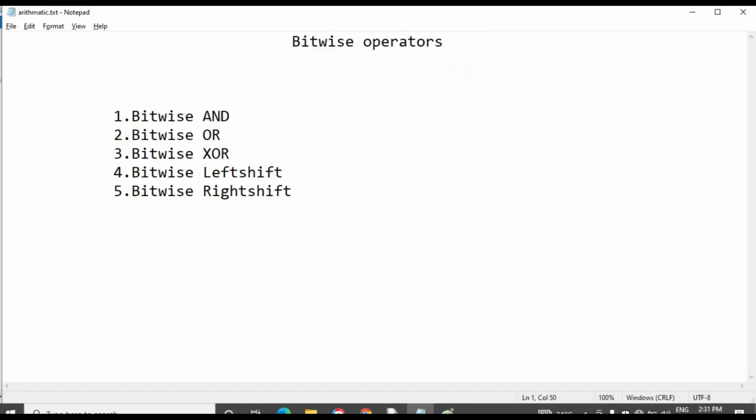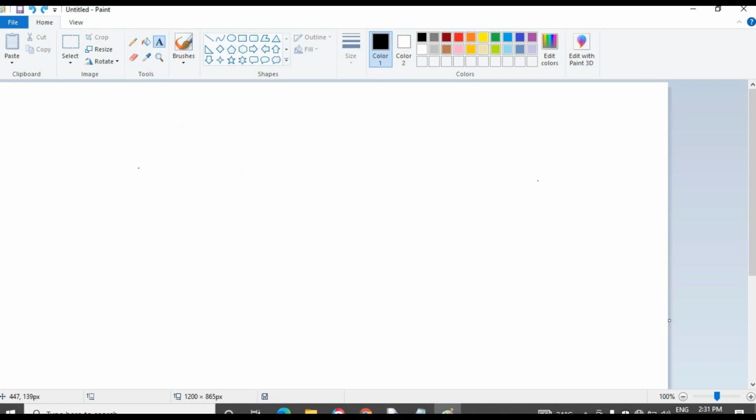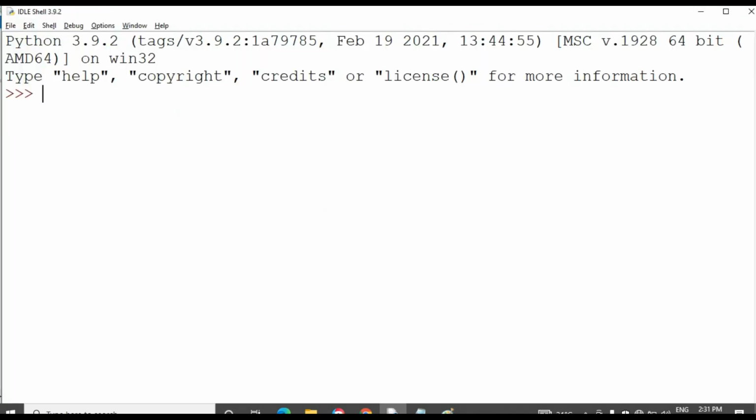Bitwise left shift is denoted by the double less than symbol. It's used to denote the bitwise left shift.